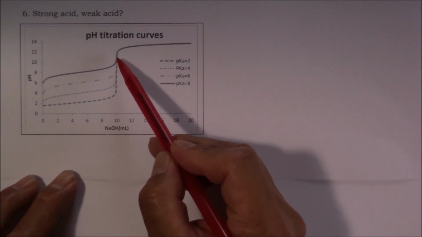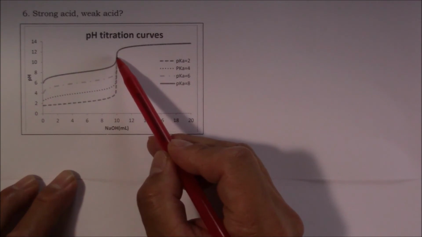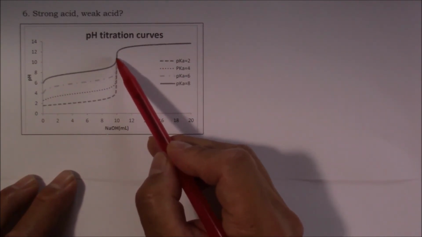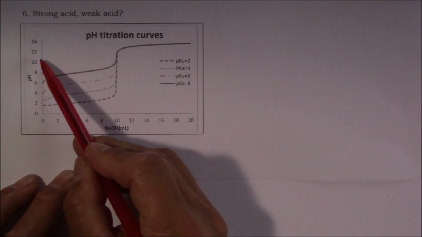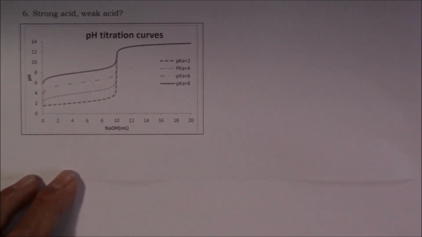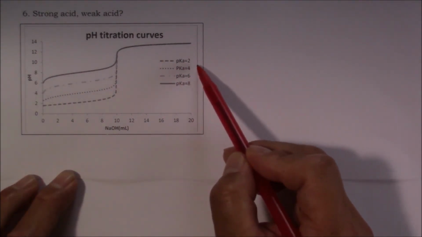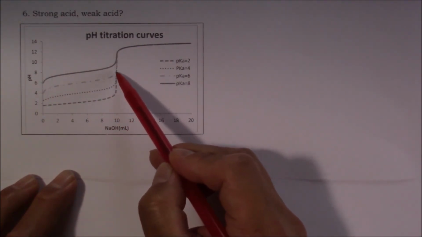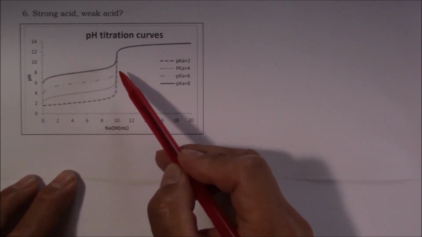So you can also judge whether it is a strong acid or a weak acid by looking at the midpoint pH of this pH titration curve. As we can see here, for pKa equal to 8, the midpoint is here. It is about equal to 10 or 11. But if pKa is equal to 2, the midpoint pH of this pH jump is around, I would say, a little over 8. That's all I want to explain.